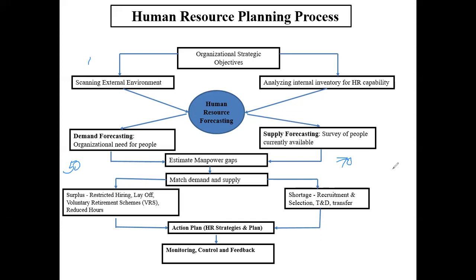Because in this scenario, we have more people than what we actually need. In HR terms, we call that surplus. And the reason why we call it surplus is that we are having more than what we actually need. So the difference between the 50 and the 70 over here, we call it surplus.